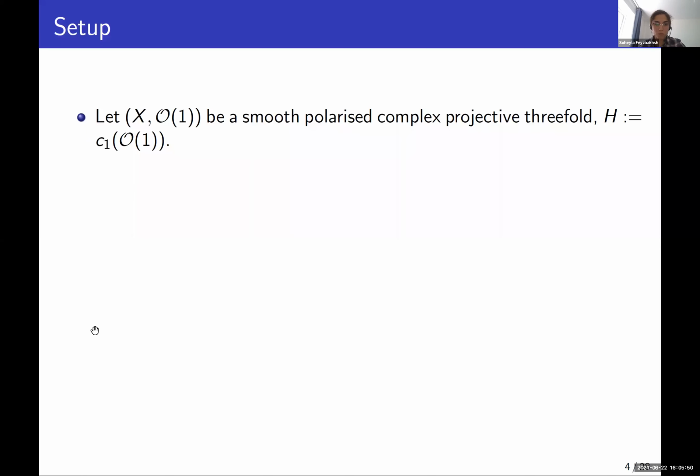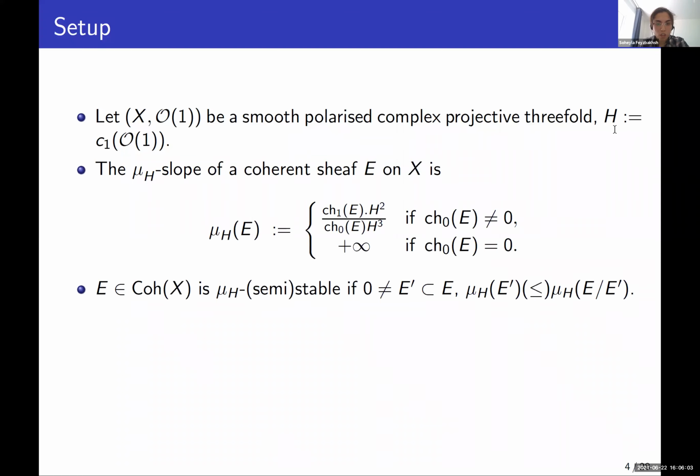For the first part, we can just assume that X is any smooth projective threefold with the polarization O(1), and I am going to denote by H the first Chern class of this polarization. The classical notion of slope stability for vector bundles over curves can be generalized to mu_H stability for coherent sheaves on any variety. The slope mu_H of E is basically defined as degree over rank: it is ch_1 dot H^2 over ch_0 if ch_0 is not equal to zero, and otherwise we define it to be plus infinity.